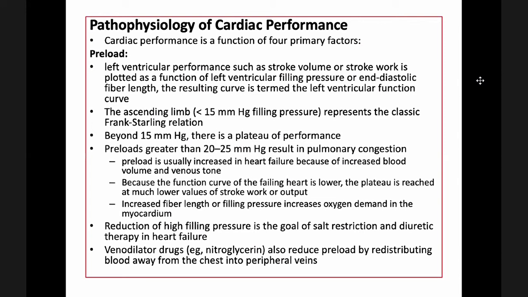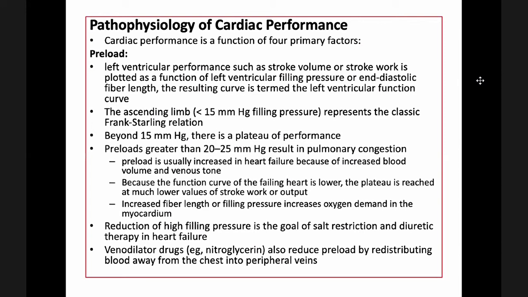And preload greater than 20 to 25 millimeters mercury will result in pulmonary congestion. So preload is usually increased in heart failure because of increased blood volume as well as venous tone. And because the function curve of the failing heart is lower, the plateau is reached at much lower values of your stroke work or output.